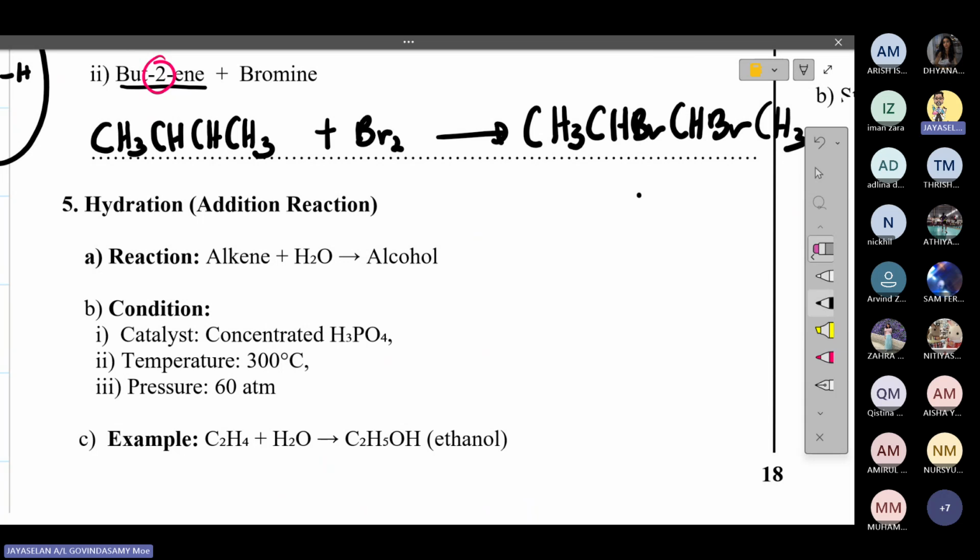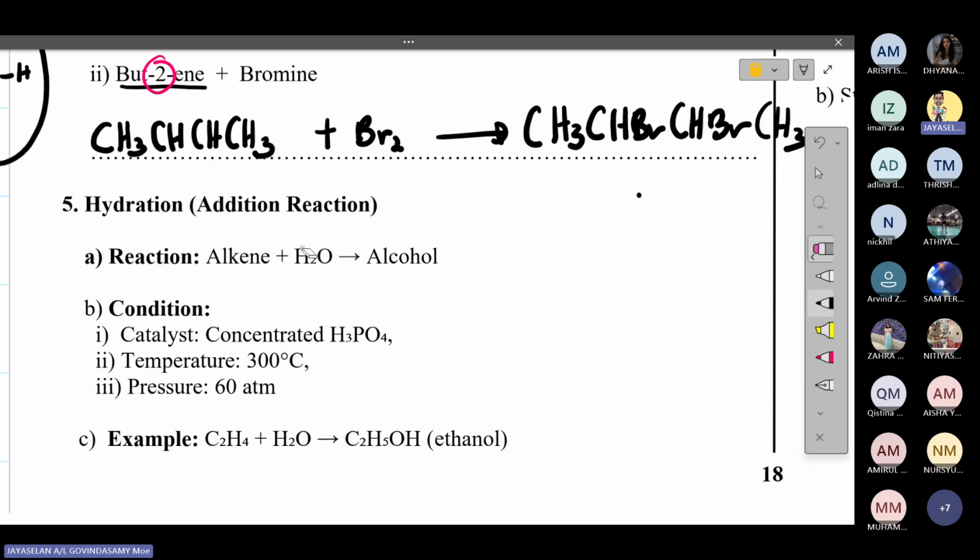What is the name of the reaction? Hydration. It's an industrial chemical reaction to prepare various types of alcohol with the fastest reaction. Okay, for laboratory, fermentation. For industry, hydration.